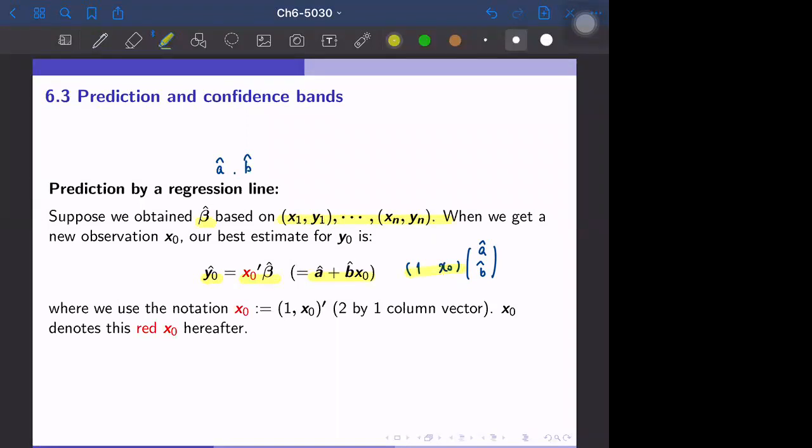So in this section, we use the notation x0 is equal to (1, x0) transpose. So that is (1, x0) transpose. Yeah, so this is the notation here.